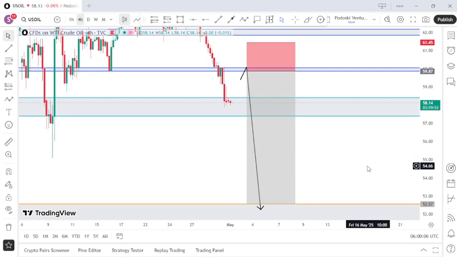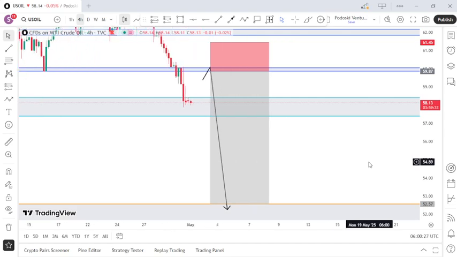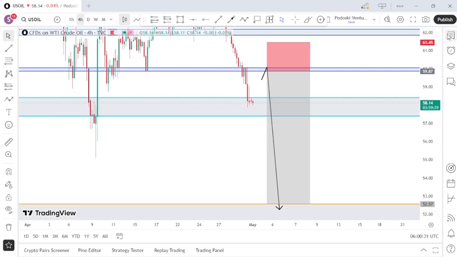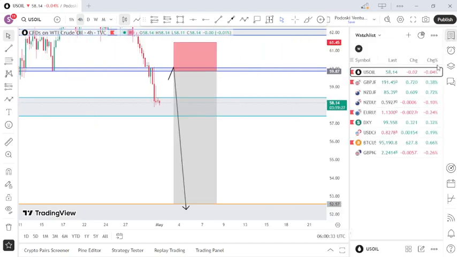This will be the complete structure on US oil coming up next. So that's it. Let's move on to the next pair.